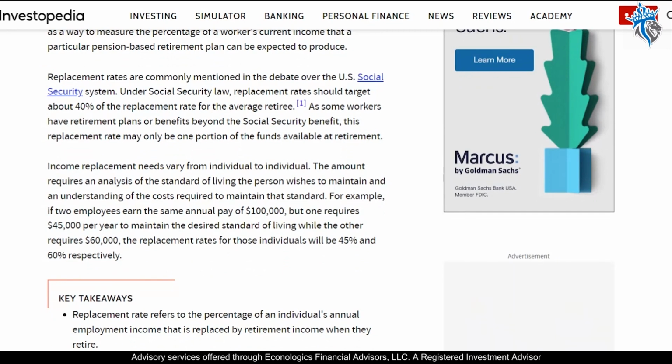But if you go down, income replacement rates vary from individual to individual. The amount requires analysis of the standard of living the person wishes to maintain and an understanding of the costs required to maintain that standard. For example, if two employees earn the same annual pay of $100,000, but one requires $45,000 and the other $60,000, the replacement rates for those individuals would be 45% and 60%.